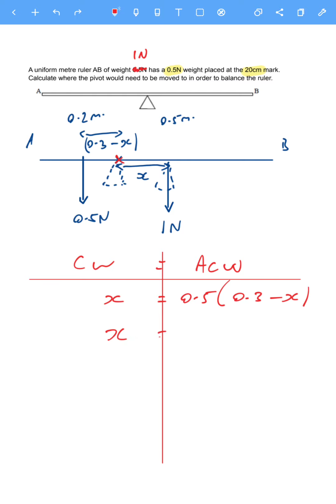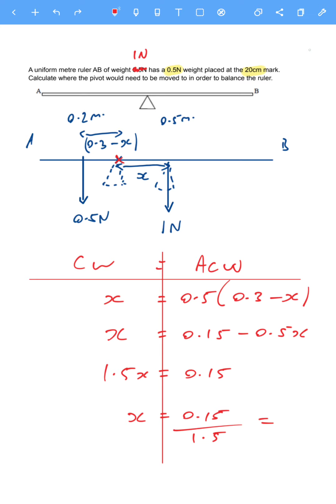So we've got X on the left hand side equals, so we've got 0.5 times 0.3, which is half of 0.3, which is 0.15, minus 0.5 lots of X. Then what we need to do is take the 0.5x from the right hand side to the left hand side, which will be plus a half X. So we've got X plus a half X, which is obviously 1 plus a half is 1.5x equals 0.15. So X would be 0.15 divided by 1.5, which would give us a distance moved of 0.1 meters.